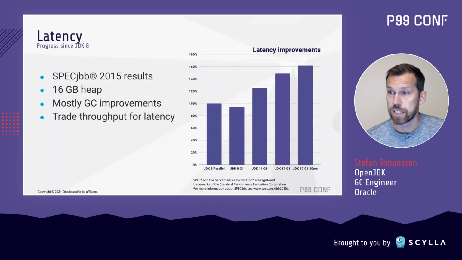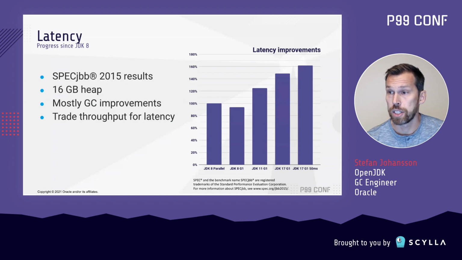Another cool thing here is that we can trade some throughput for even better latencies. So the bar to the right here, JDK 17 at 50 milliseconds, is when I set the pause time target to 50 milliseconds instead of the default of 200. That way we're able to push up the latency score even more. To be fair, this comes with a throughput hit, so the throughput score is a little bit worse when setting this value. But it all depends what you're focusing on.